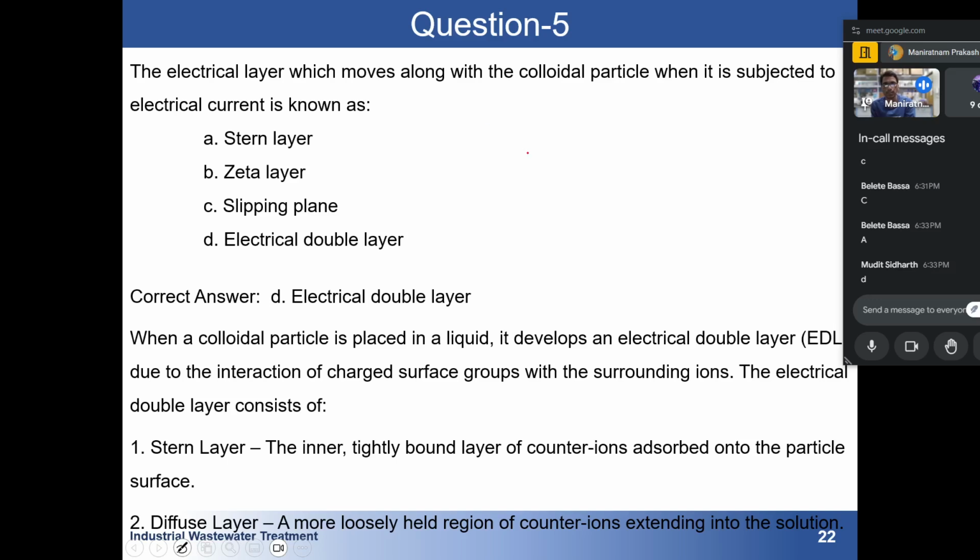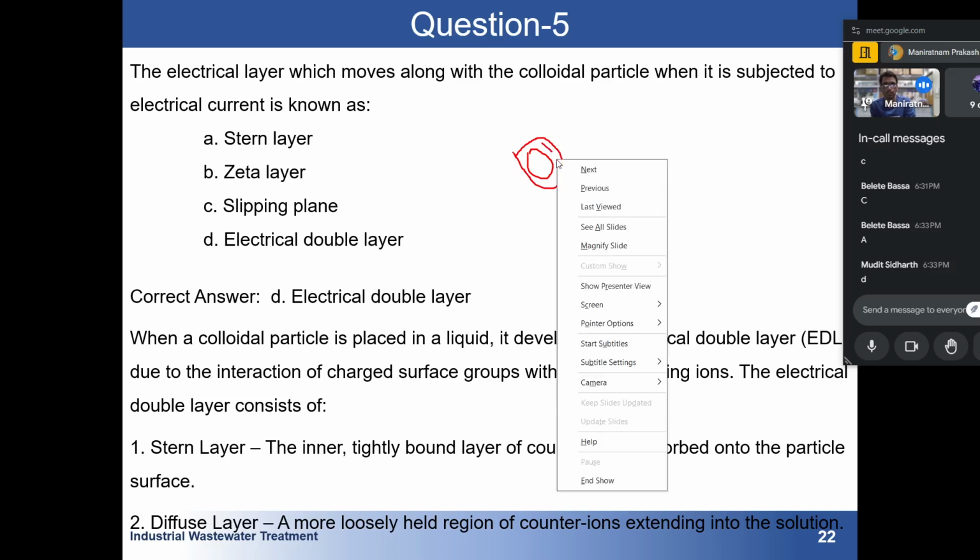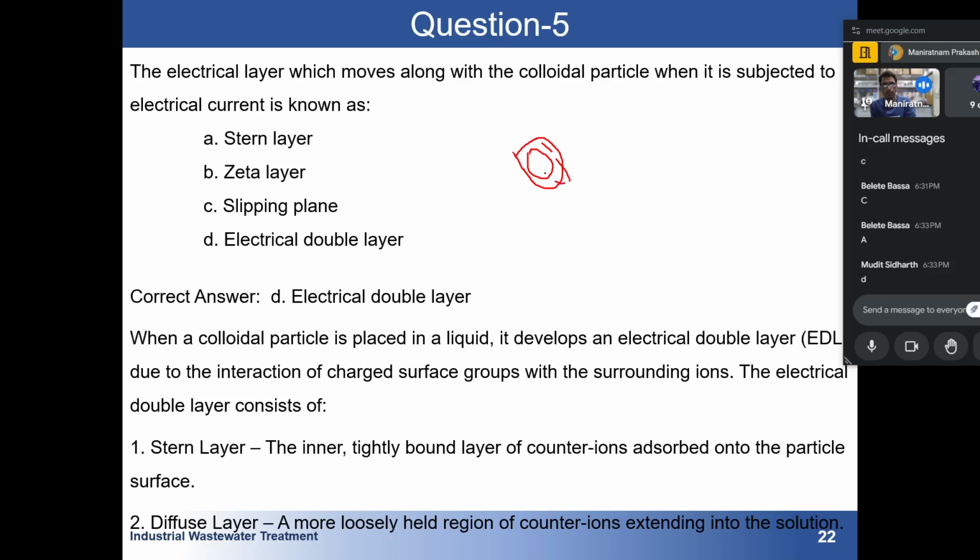Now suppose we have this particle. What will happen is that around this we will have one stern layer. I'm making it random. There will be highly charged particles here. If the surface is positively charged, then this layer will be highly negatively charged, and after that there will be one more layer where the charge density will be a little bit less, and overall this is known as EDL, electrical double layer.